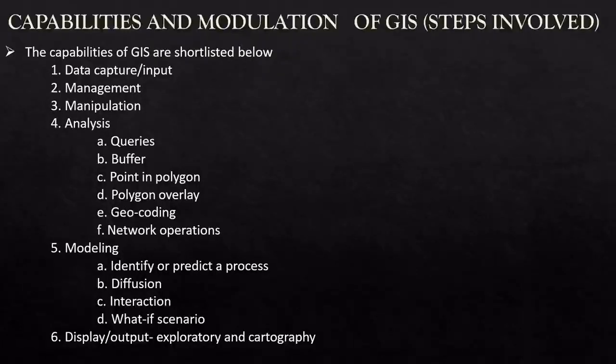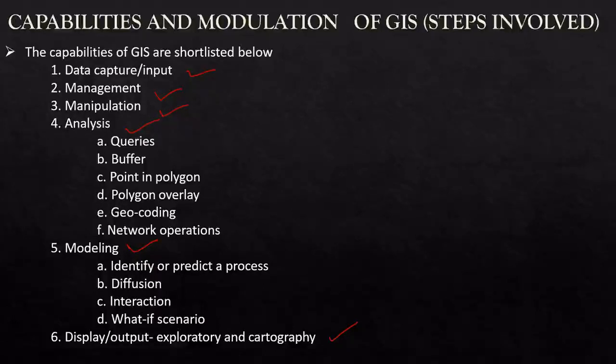Now, the capabilities and modulations of GIS. Nothing but the steps involved. See, we have already studied the basic definition of GIS. So, what are the functions of GIS? Or what does a GIS perform? It captures the data, manages, manipulates the data, analyzes the data, models the data, and displays the output of the data in the visualized form. So these are the functions of GIS.